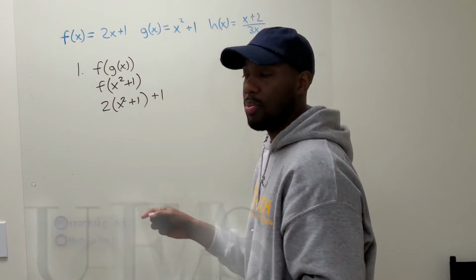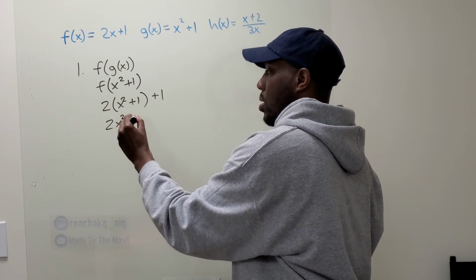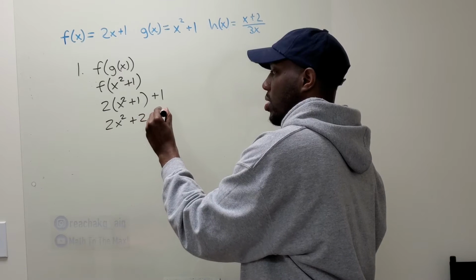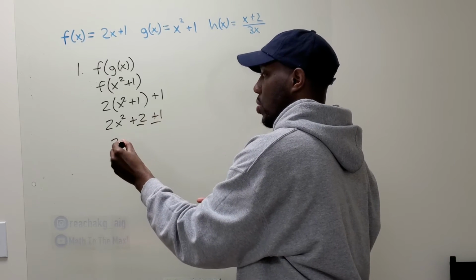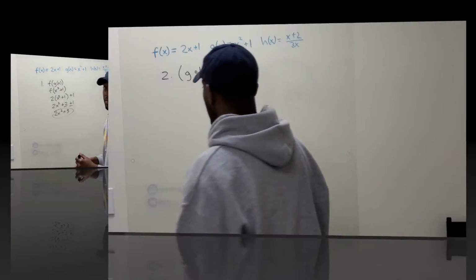Now I gotta do my distributive property. 2 times x squared, 2x squared. 2 times 1 is 2. And then you got the plus 1, and you combine your like terms, so 2x squared plus 3, final answer.